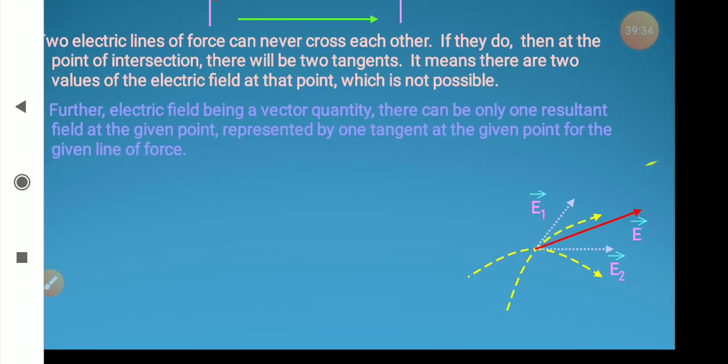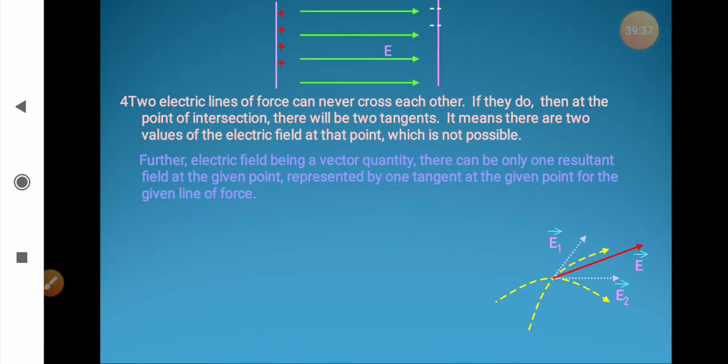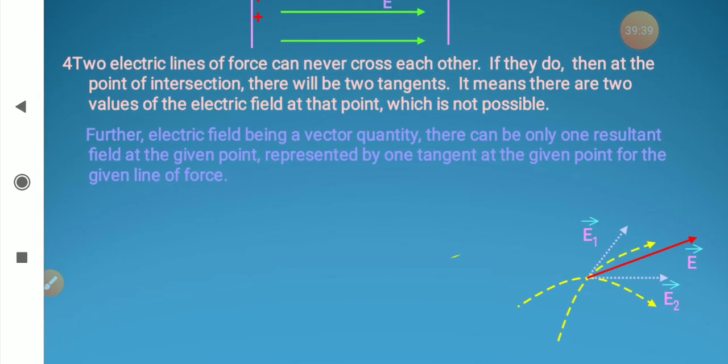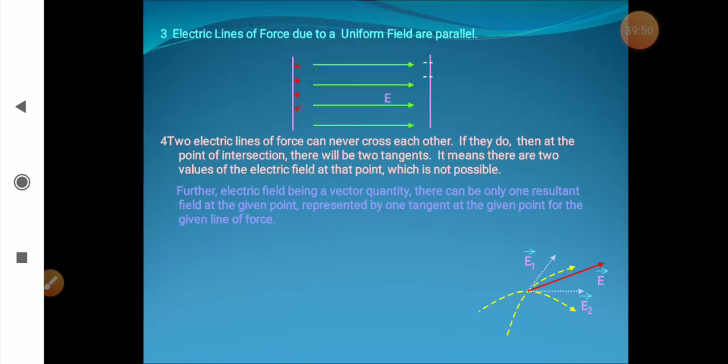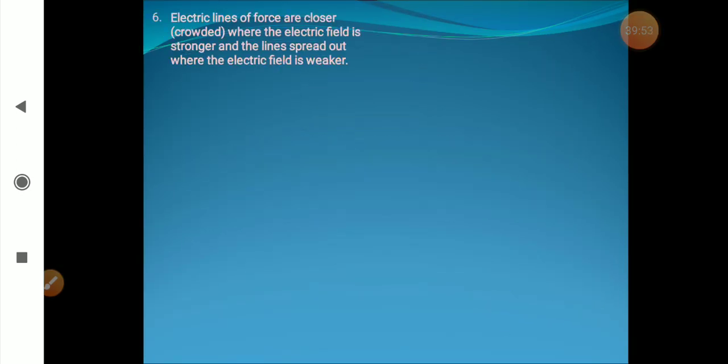So we can say that, further, electric field lines being a vector, there can be only one resultant field at the given point, which can be represented by one tangent only at a given point. This is a very important point to note.